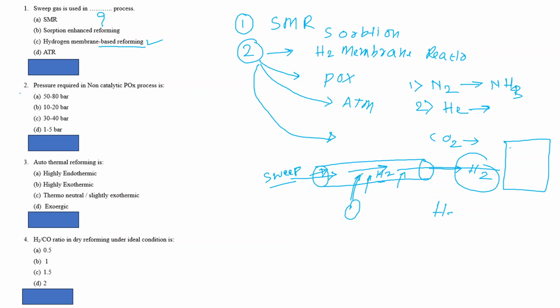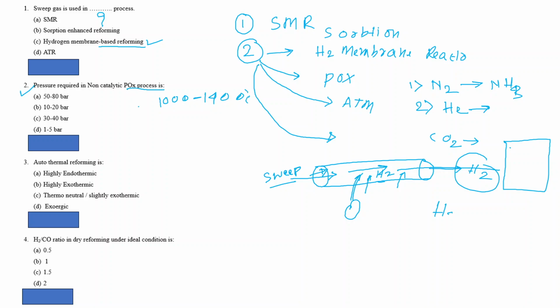Next question. Pressure required in the non-catalytic partial oxidation process. Non-catalytic partial oxidation process. What is the temperature? Do you remember the temperature range? Non-catalytic: 1000 to 1400 degree centigrade.